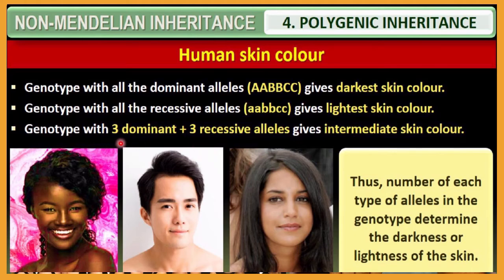And if more dominant alleles are there, and this allele is less present, then what happens? This darker shade will be dominant. So this way we can get the idea which skin shade will be there. Thus, the number of each type of allele in the genotype determines the darkness or lightness of the skin color. It all depends on the number of alleles present. Whether the alleles are on the darker side or the lighter side depends on the presence of all these alleles. So this genotype will determine the darkness or lightness of the skin color. These are all examples of polygenic inheritance.